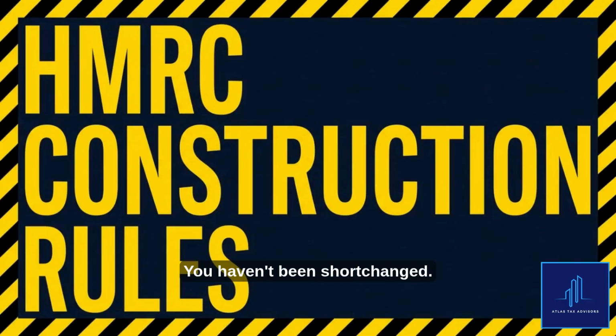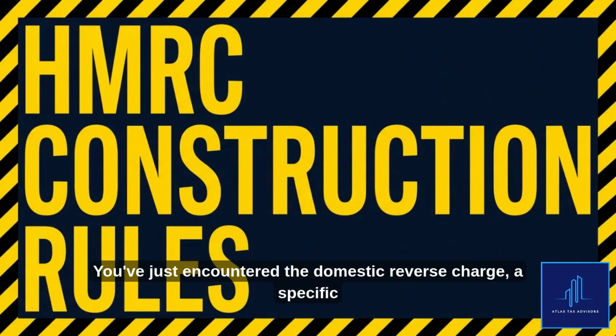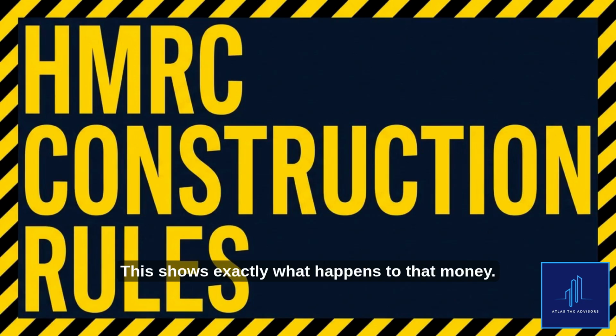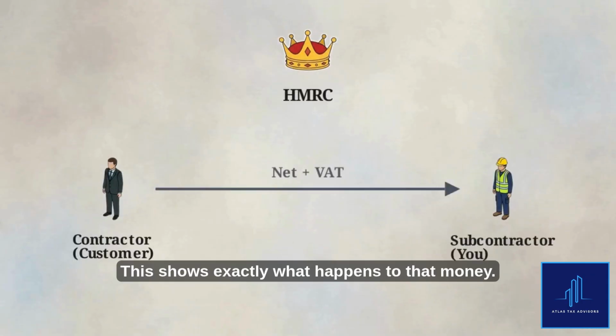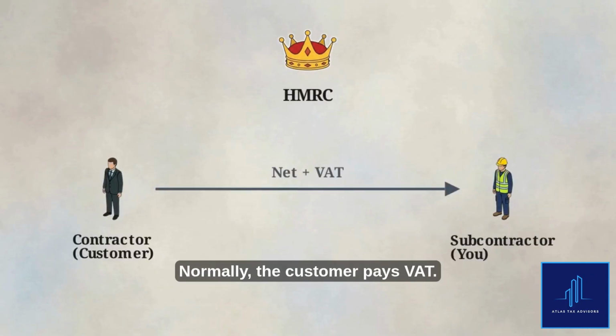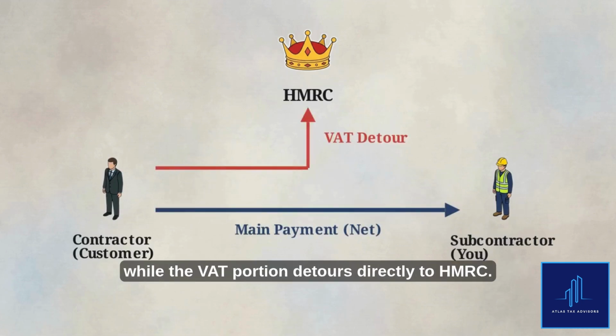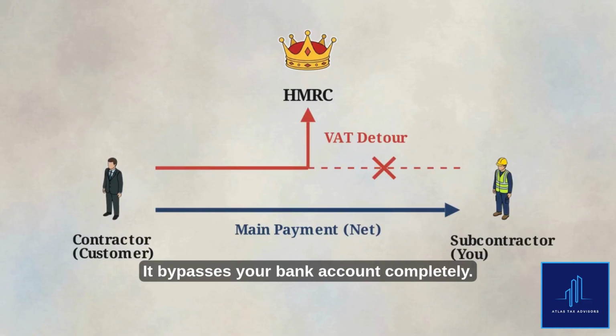You haven't been shortchanged. You've just encountered the domestic reverse charge, a specific set of tax rules applied strictly to the UK construction industry. This shows exactly what happens to that money. Normally, the customer pays VAT to the supplier, but under the reverse charge, the main payment flows to you, while the VAT portion detours directly to HMRC. It bypasses your bank account completely.